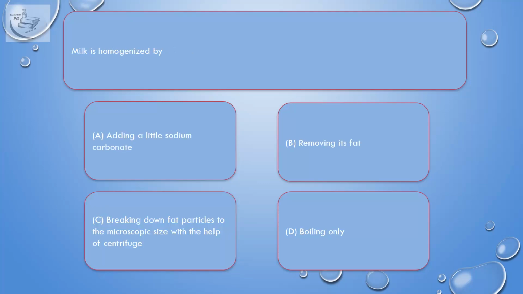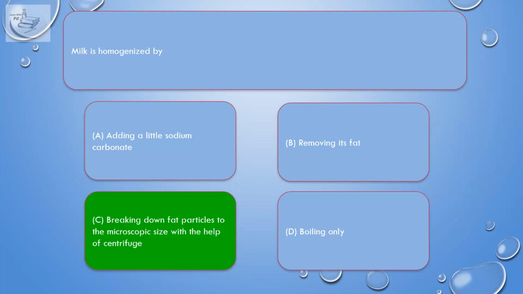Question: milk is homogenized by A. Adding a little sodium carbonate. B. Removing its fat. C. Breaking down fat particles to the microscopic size with the help of centrifuge. D. Boiling only. Correct answer is C. Breaking down fat particles to the microscopic size with the help of centrifuge.